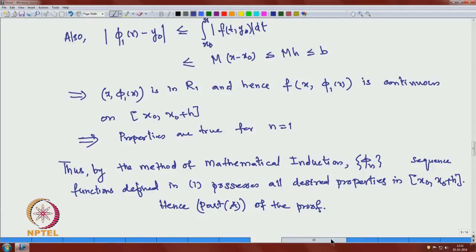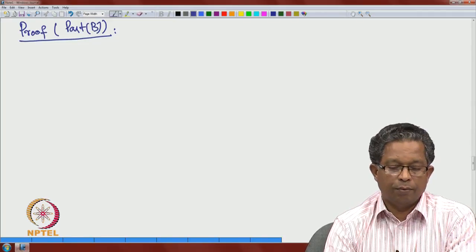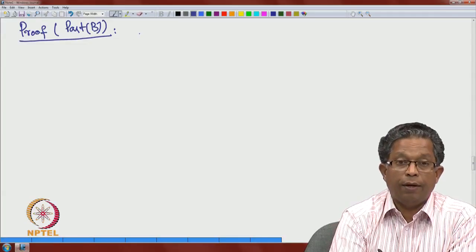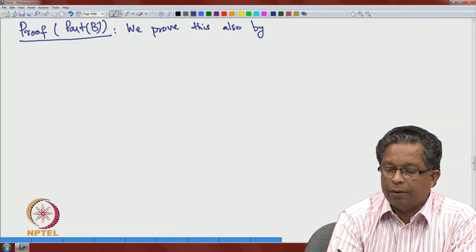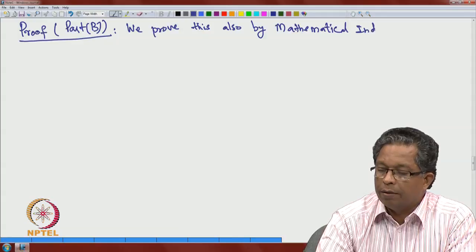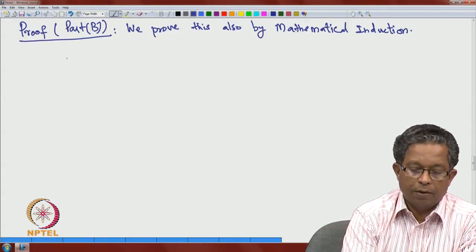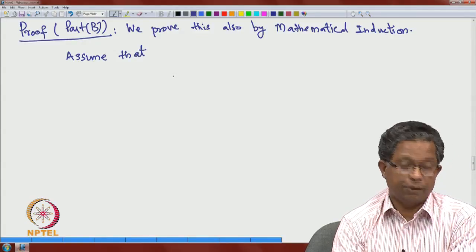Now, we look into the proof of part B. In part B, what are we looking for? We are looking for an estimate for the Picard's iterates. We prove this also by mathematical induction. So assume that the estimate is true for n minus 1.